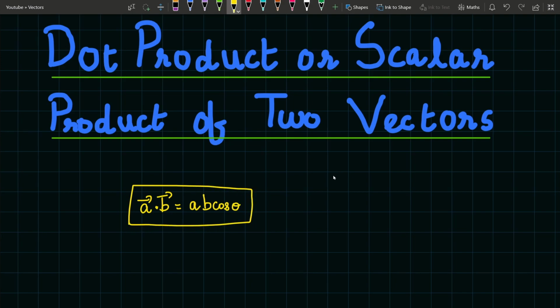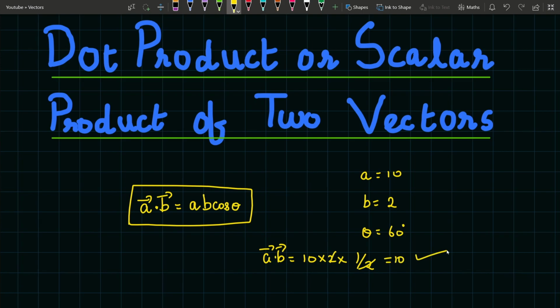For example, if I have a vector a of magnitude 10 and vector b of magnitude 2, and the angle between the two vectors, let it be 60 degrees, that will give me a dot b to be 10 into 2 into cos 60, which is 1 by 2. So the answer will be 10.